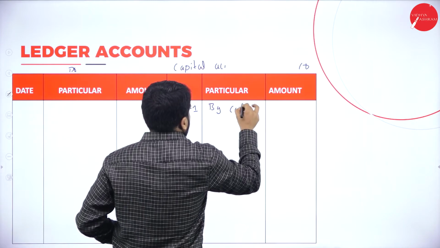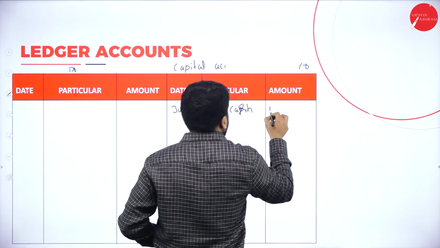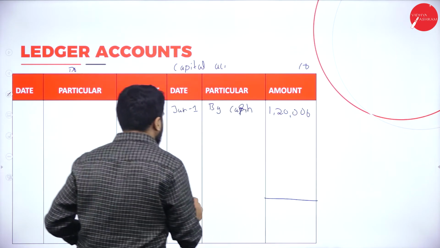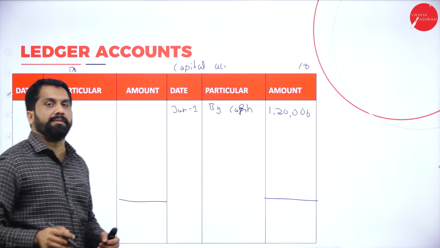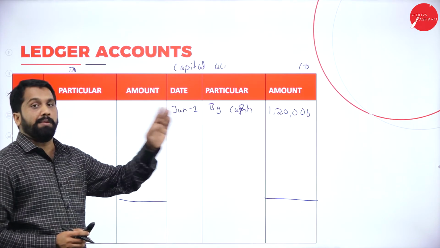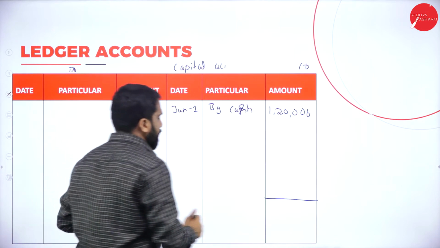It is 1,20,000. We don't have any more entries on capital, so we have to close here itself. Now, which side is more? 0 or 1,20,000? 1,20,000, right? 1,20,000 on both sides.